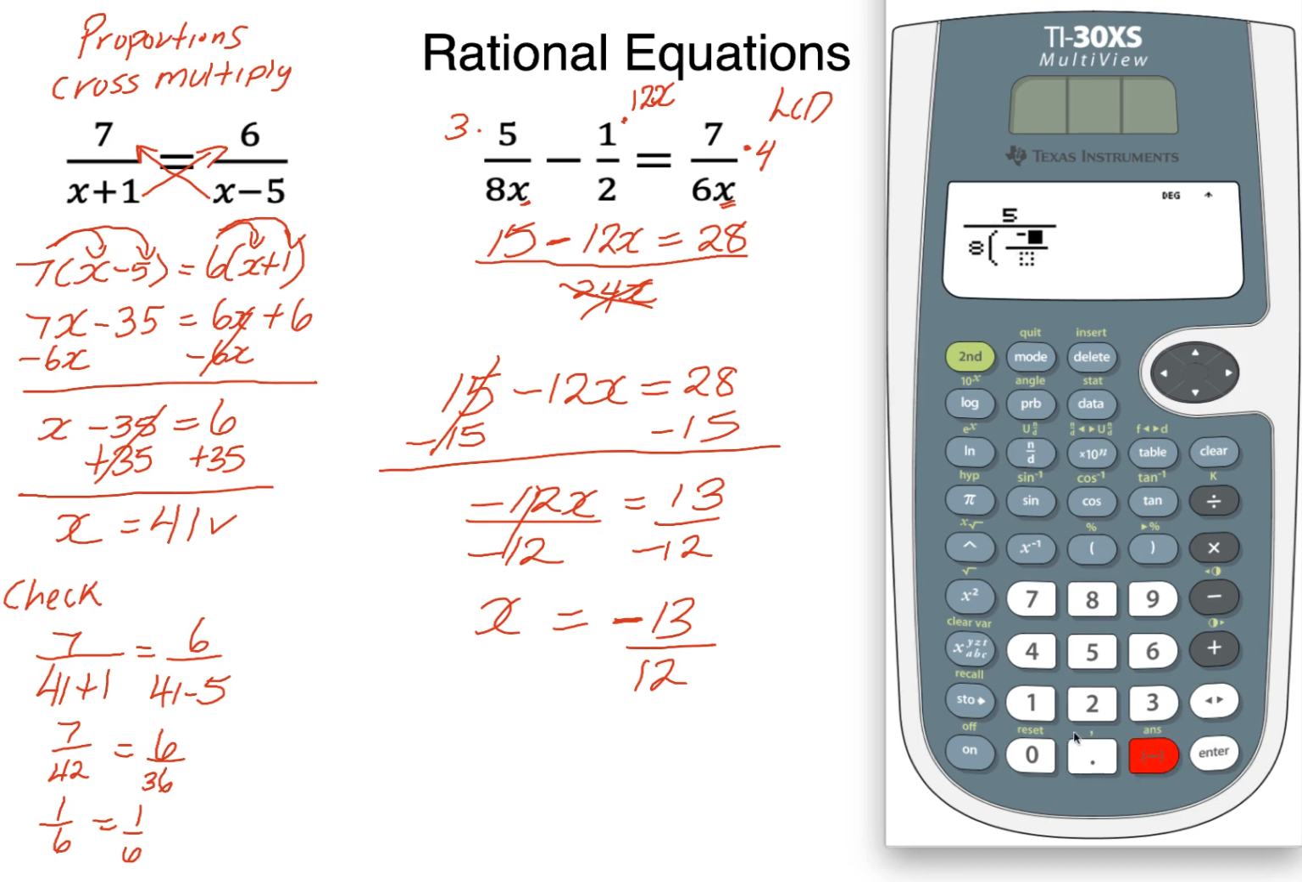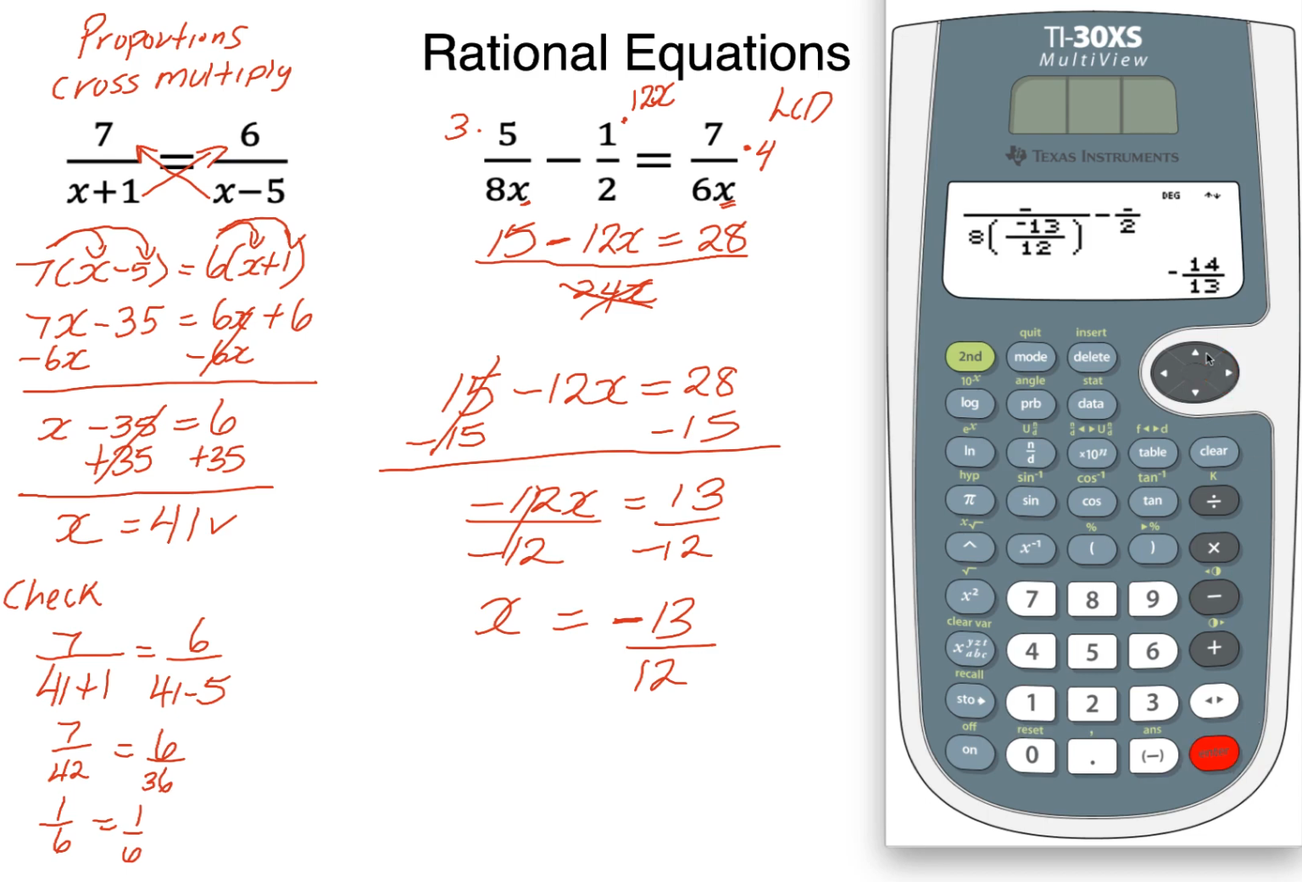I'm going to put negative 13. I'm going to come down and I'm going to enter 12. And then I'm going to go to the right and I'm going to close the parentheses. And then I'm going to go to the right again so I can get my cursor right in the middle. And I'm subtracting a half, so 1 n over d, and then 2, and then go to the right and I hit enter.